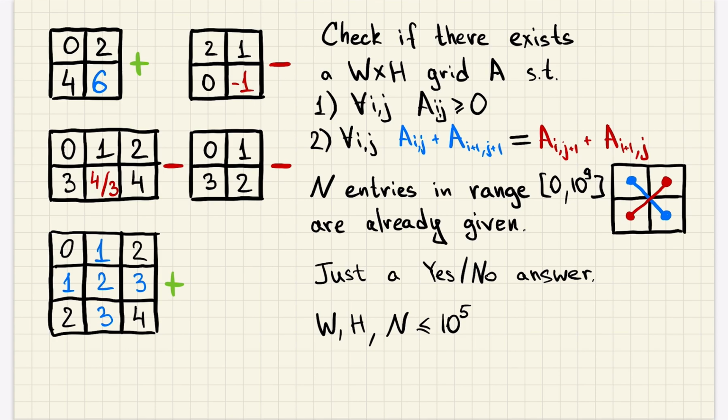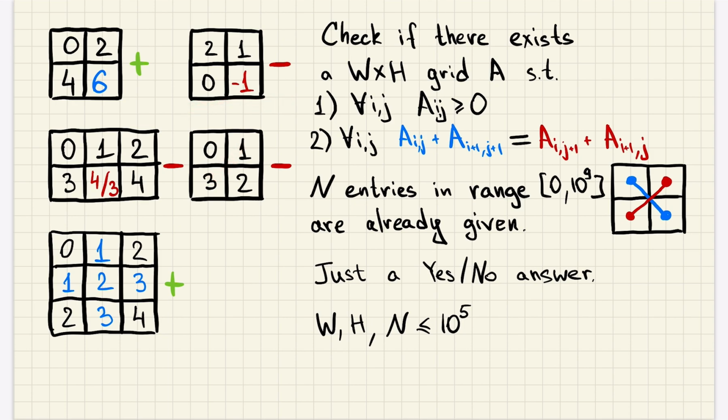On the left here you can see samples from the problem with changed values. So in black the given numbers, in blue the numbers that we can fill in to satisfy all the conditions. So for these two samples the answer is yes, and for other three samples the answer is no for different reasons. So for this sample, just the second condition is not true. 0 plus 2 is not equal to 3 plus 1.